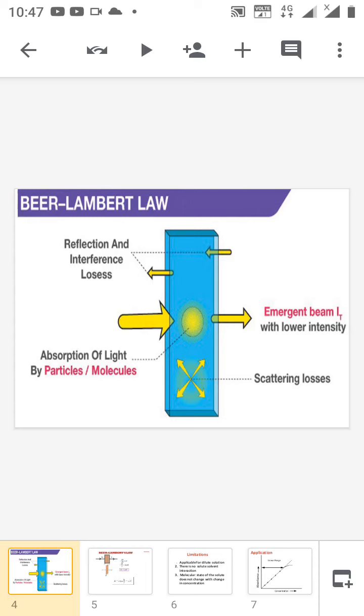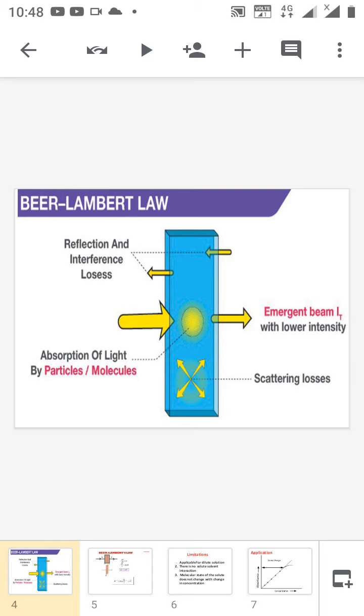Hello everybody. Today we are discussing Beer-Lambert's law. Beer-Lambert's law states that when a beam of monochromatic radiation is passed through a solution of an absorbing substance, the rate of decrease of intensity of the radiation with the thickness of the solution is directly proportional to the intensity of the incident radiation as well as to the concentration of the solution.